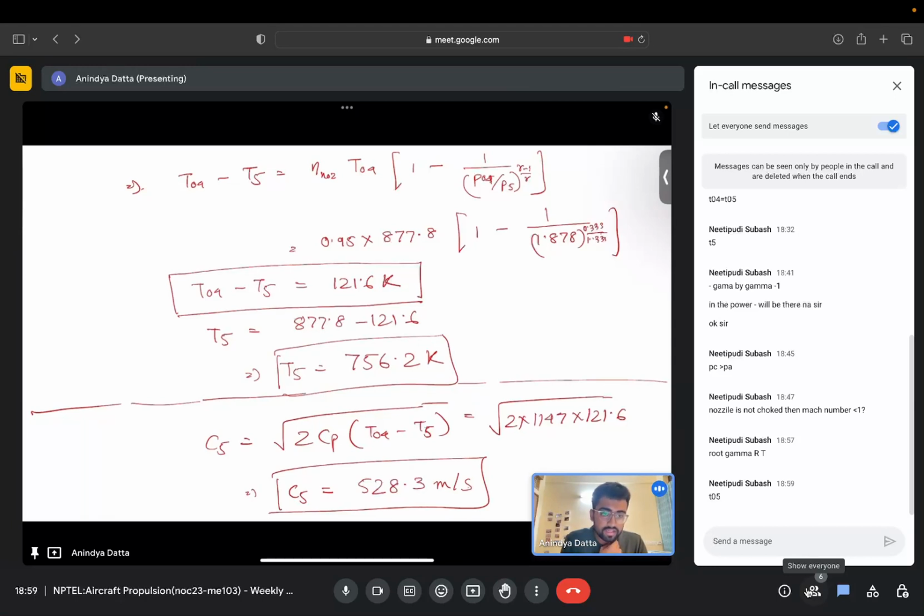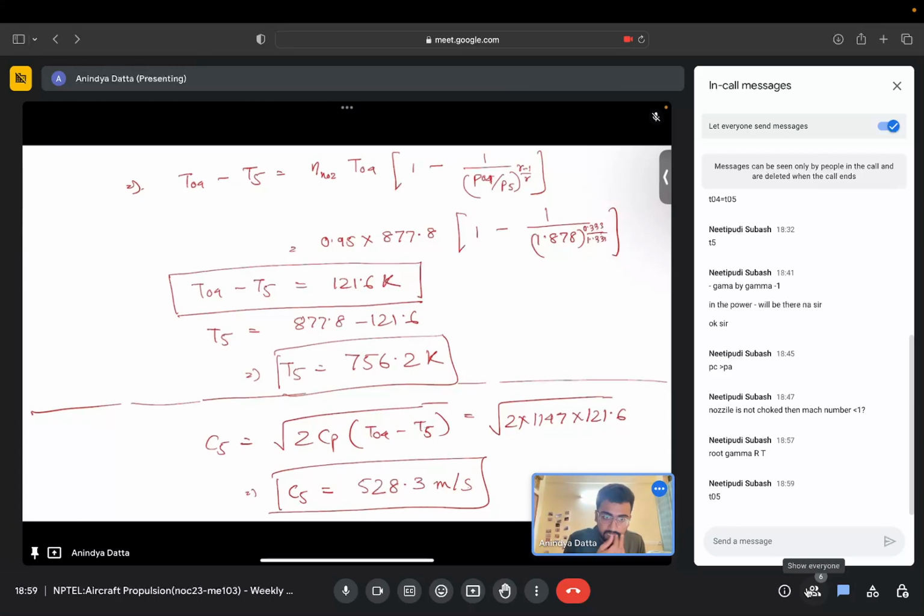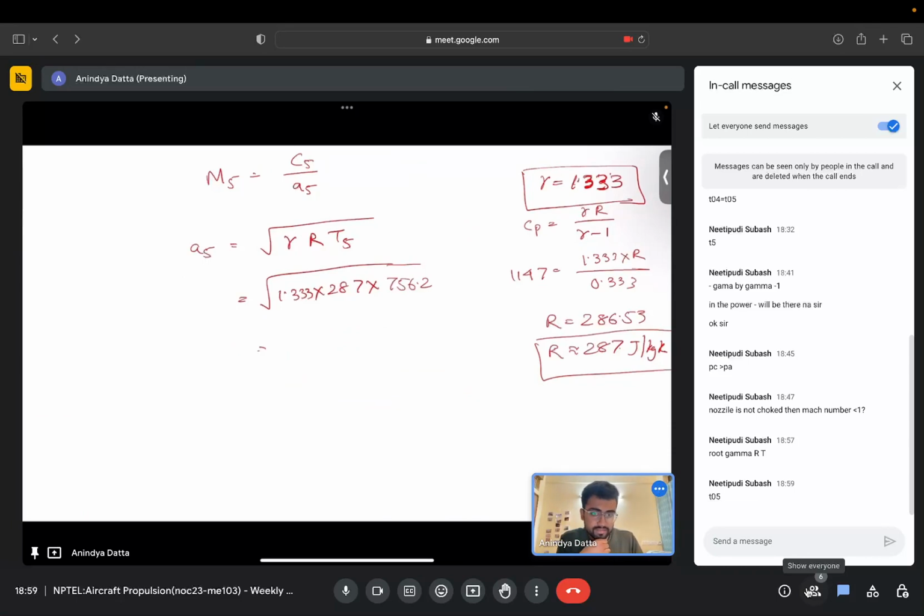Yeah, not T05, T5. For the Mach number, we have to take the static temperature. So it is gamma R T5, which is 1.333, R is 287 and temperature is 756.2. The Mach number, like the speed of sound, is always based on static temperature. Anyone got the value? Just tell me. So the Mach number will be c5 by a5.